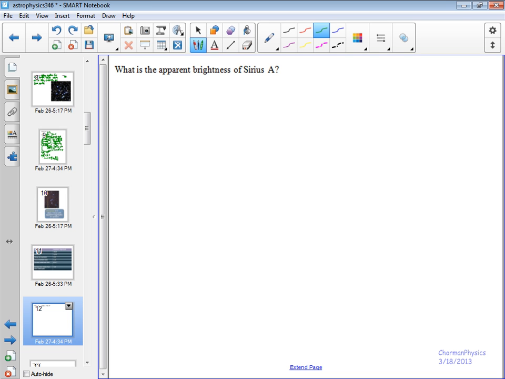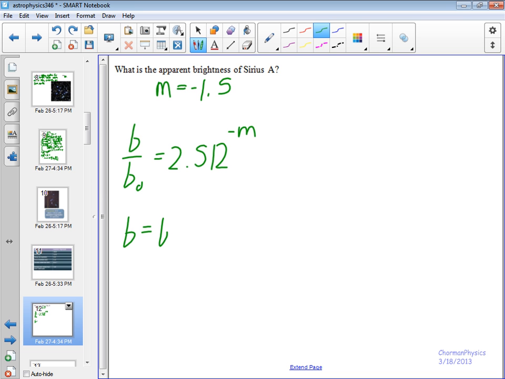So let's do an example here. We want to solve for the apparent brightness of Sirius A based on the little table there. So the apparent magnitude is going to be equal to negative 1.5. If we pop that into the equation and rearrange it a little bit, b over b naught is equal to 2.512 to the negative m. So we solve for b, it's just going to be b naught times 2.512 to the negative m.